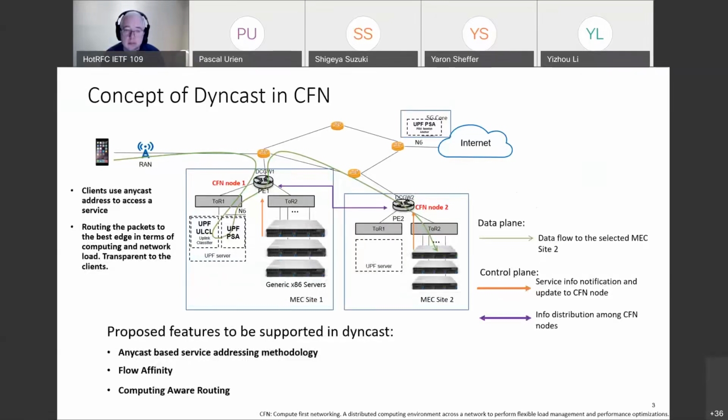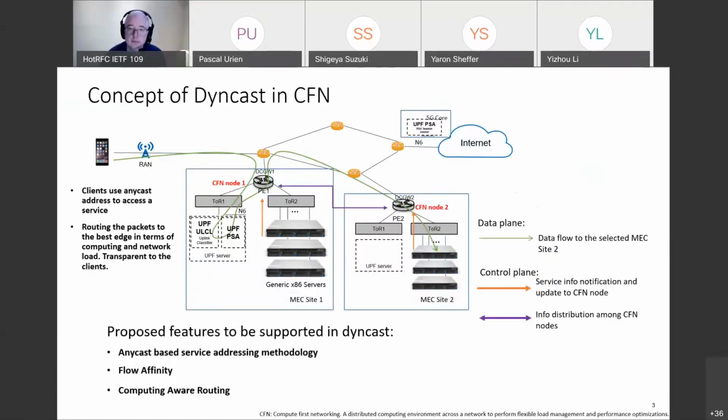So that's the green line showing where the data flow goes. The client normally uses the Anycast address to access a service, and this packet would be routed to the best edge in terms of both the computing resources and the load and also the network status. Which one is chosen is transparent to the client. All the client knows is the Anycast address to access the service. That's why we call it the dynamic Anycast.